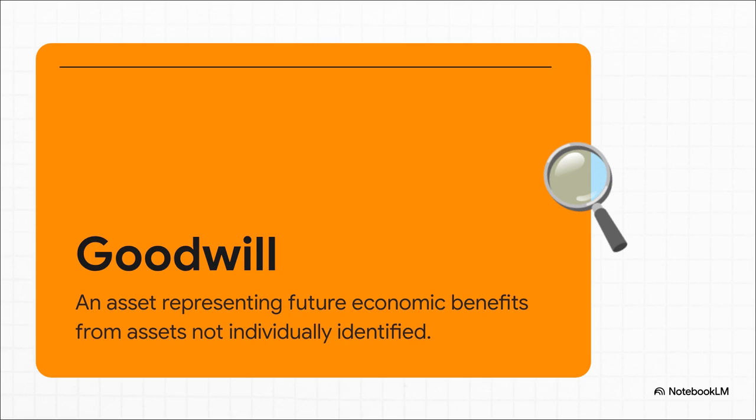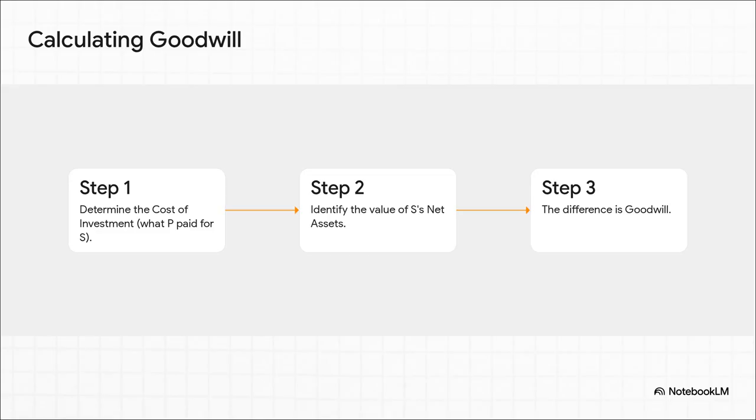Well, it sounds complicated, but goodwill is basically an asset you can't touch. It represents all the fantastic things about a company that you can't just put a price tag on, you know? Like a super strong brand name or an amazing team. It's the value above and beyond the physical stuff. And how do we figure it out? It's actually a pretty simple three-step process.